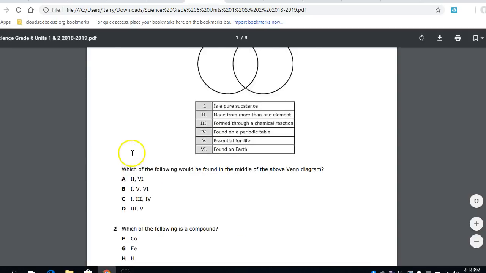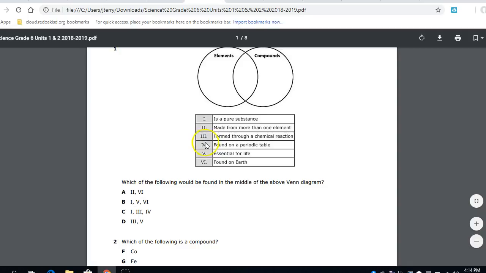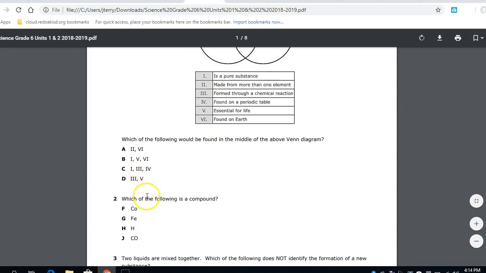So your answer choices: A, number 2 and number 6 go in the middle. B is number 1, number 5, and number 6 go in the middle. C is number 1, number 3, and number 4 go in the middle. And D is that number 3 and number 4 go in the middle. So which one of these is correct?